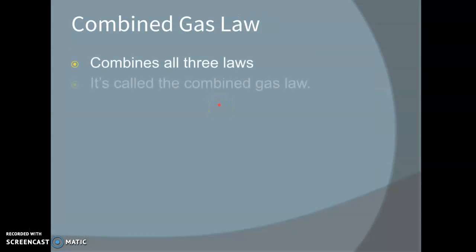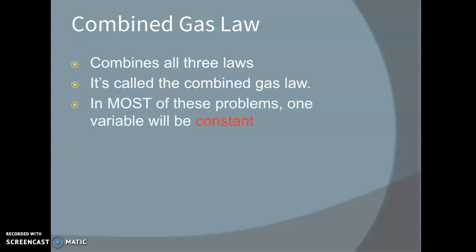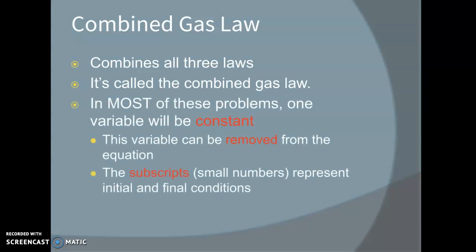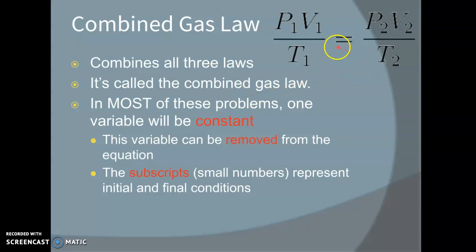So this results in the combined gas law. One of the variables is usually held constant, which means you could remove it from the equation. And the subscripts, the ones or twos, indicate the initial or final conditions. So if I increase temperature from 10 degrees Celsius to 20, what would that do to my pressure? My pressure would also increase in that case, because there's a proportional direct relationship. And usually you can remove one of these from that case.